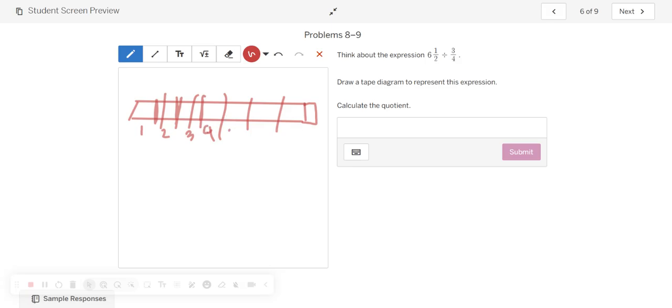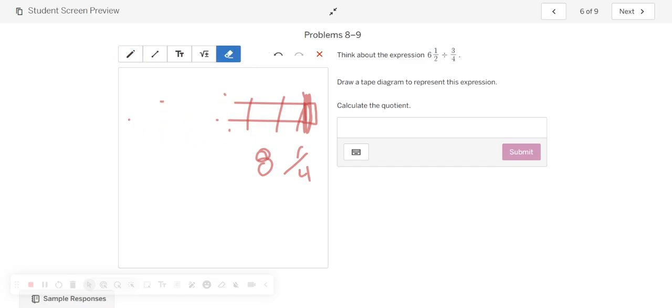So 1, 2, 3, 4. But I have 1 piece left over, and there's 4 in each of those. So 1/4. So I would end up with 8 and 1/4. Nope, how did I mess that one up? Oh, I'm on the wrong one. I'm breaking them up into groups of 3. Let me start fresh. I got distracted. I've got kids in the room.